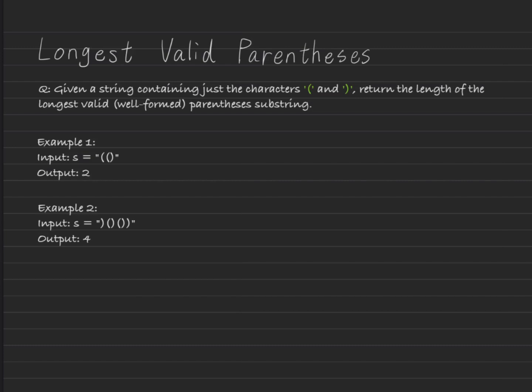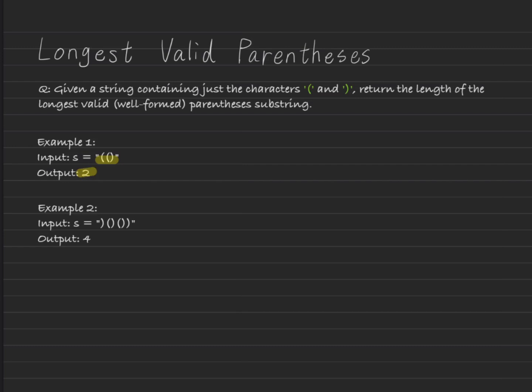Today's question is the longest valid parentheses. The question is as follows. Given a string containing just the characters left bracket and right bracket, return the length of the longest valid well-formed parentheses substring. So for example, if the input is left, left, right, then the longest valid parentheses is the one full bracket at the end, and its length is 2.